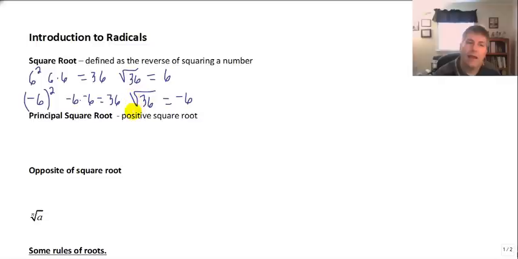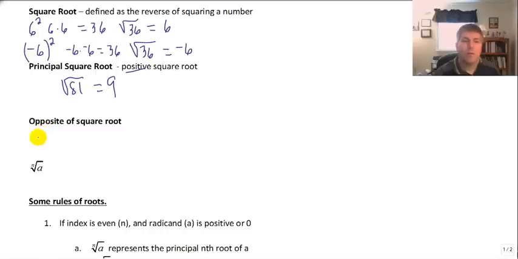So when we ask for the square root of 36, if we're just simplifying, right now we're going to work with just 6, okay? So that would be the positive square root. So if I ask you to just simplify the square root of 81, well, that would just be 9. Now, we could take the opposite of the square root of 81, which then becomes, we know the square root of 81 is 9, so then we'll say that's the opposite of 9, or negative 9.